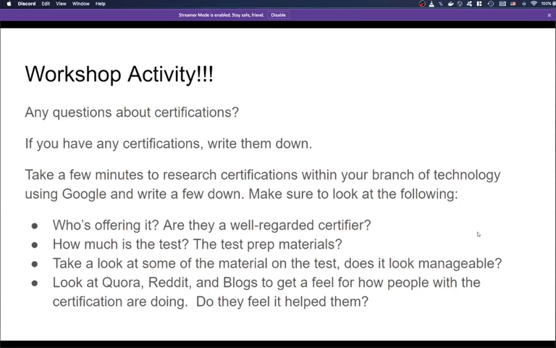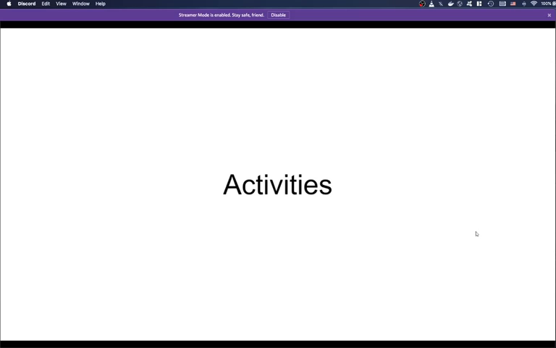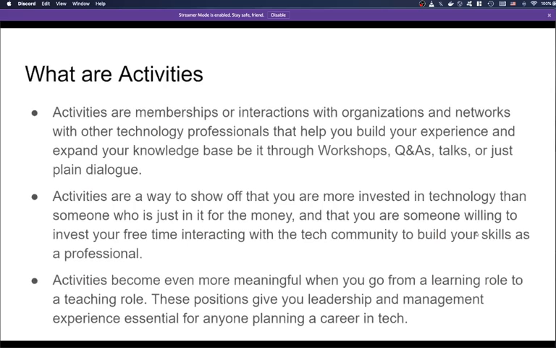All right, so now that we're done with certifications, let's move on to activities, the most fun section of this entire workshop. So activities, what we classify as activities. Don't get me wrong, there's a lot of things you can classify as activities, but when we define activities, we're talking about memberships or interactions with organizations and networks, with other technology professionals that help you build your experience and expand your knowledge base through workshops, QAs, talks, or just plain dialogue. Guess what? The IEEE is an activity.